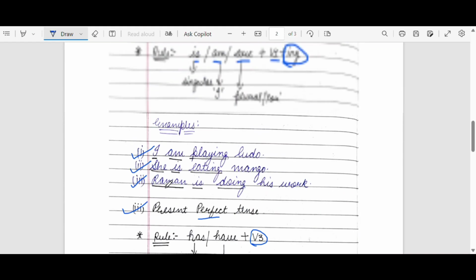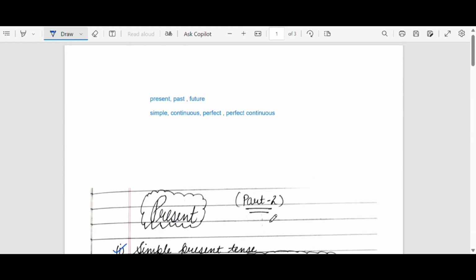So we have covered the present form of tense very well. I hope that my explanation is clear to all of you.